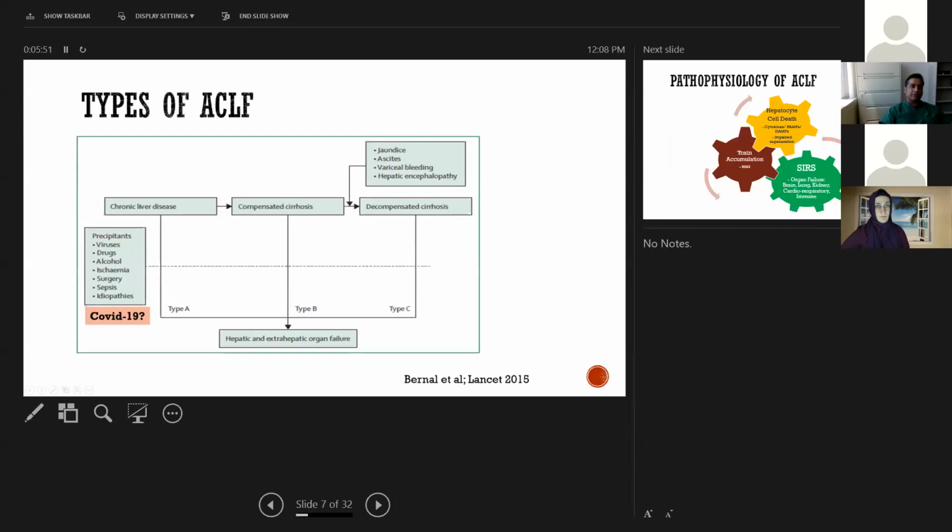Some of the precipitants that we actually look for in a patient with ACLF are listed here: the viruses, drugs, alcohol, ischemia, post-surgery decompensation, sepsis. Sometimes it can be idiopathic. And in the current setting of the pandemic, COVID-19, which causes a severe cytokine storm, could be one of the initiating factors for ACLF. So again, we need to work up for all these precipitating factors.